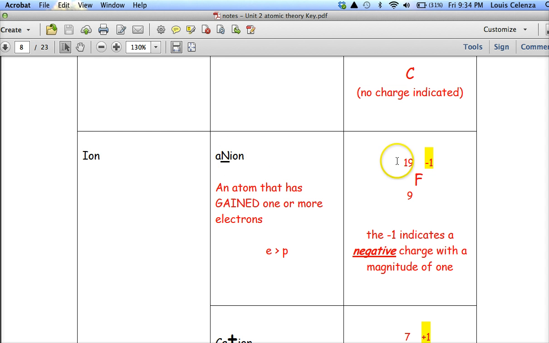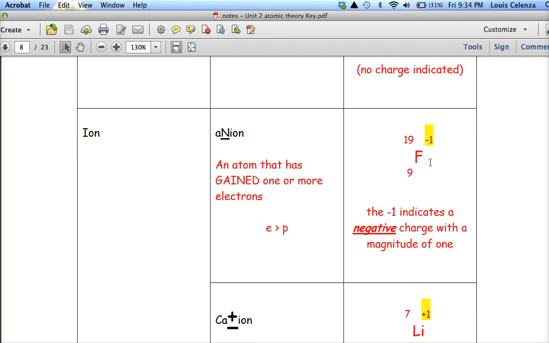Now, what does that mean? And here's where it confuses people all the time. When you see negative, you think something was lost, and that's common sense. However, chemistry is a little bit different, and here's why. Because it is the number of protons versus electrons.